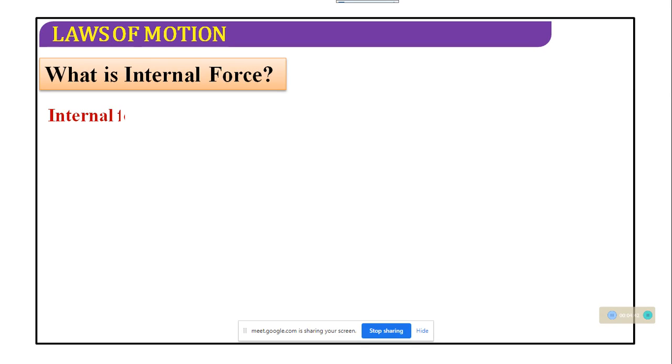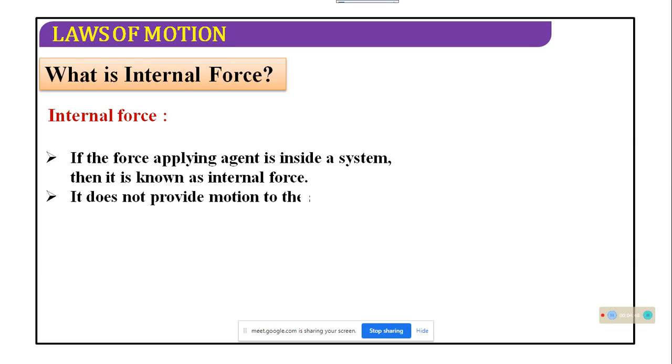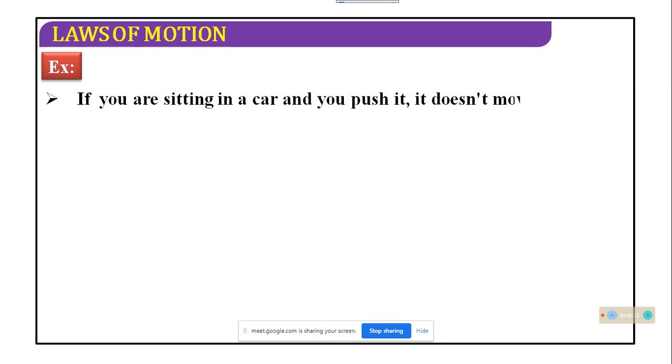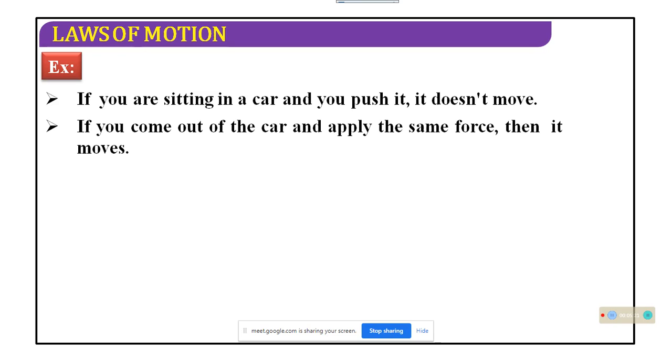What is internal force? If the force is applied by an agent inside the system, then it is known as internal force. It does not provide motion to the body. The internal force does not create motion of the body. Example: if we are sitting in a car and we push it, it does not move. If we come out of the car and apply the same force, then it will move.